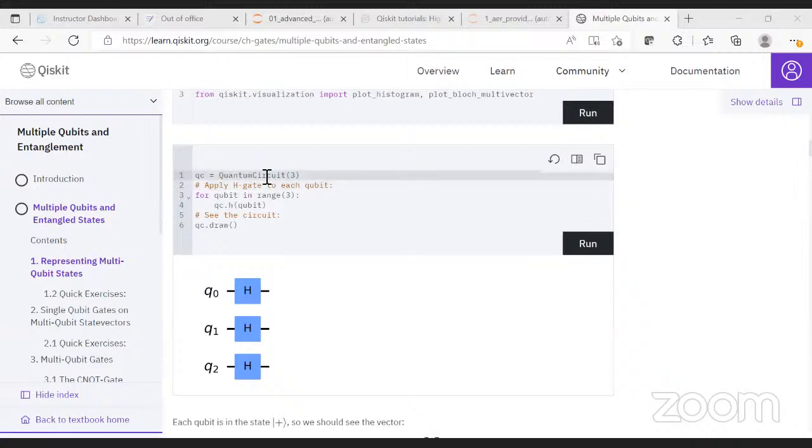So I will say QuantumCircuit, then in parentheses I write 3, and this becomes a quantum circuit object, which I want to save, and I call it qc. Then what I want to do on each qubit is apply a Hadamard gate. How do I do that?